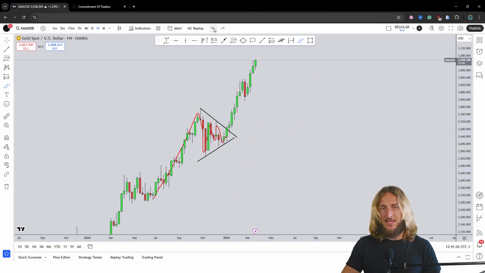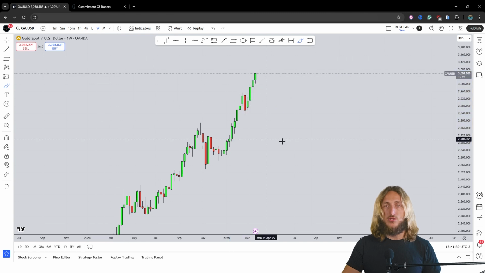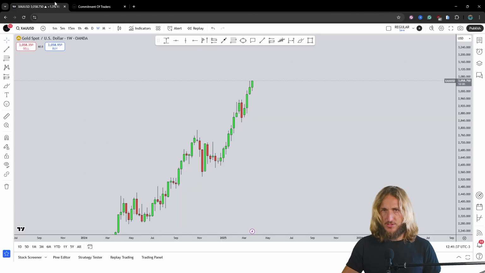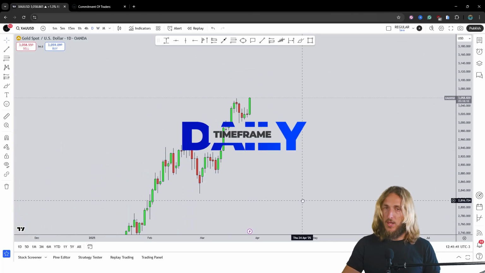Now, at the moment, it seems like institutional buying is still underway with the market showing strong bullish momentum. And we will be speaking about institutional buying in just a few moments when we move to the commitment of traders analysis. But for now, let's drop down on the daily time frame and see what we have.